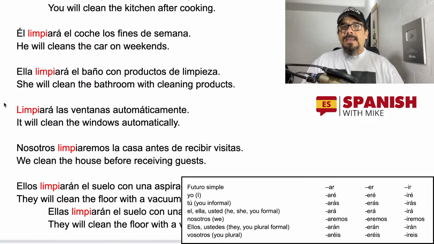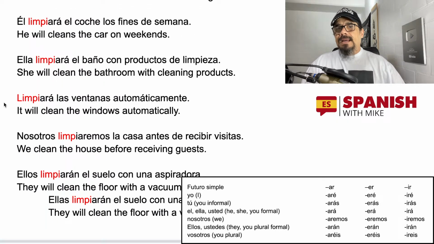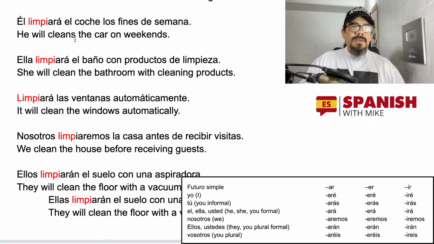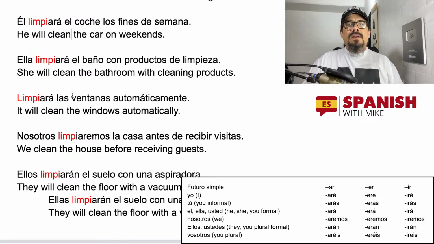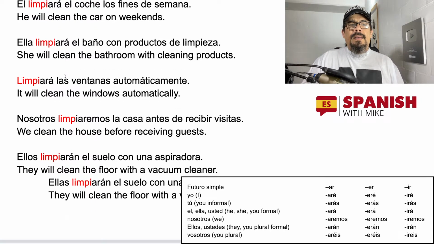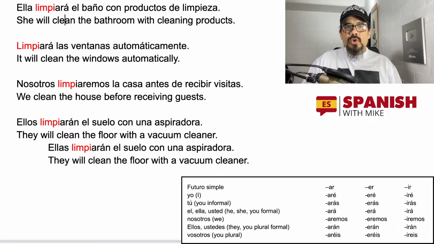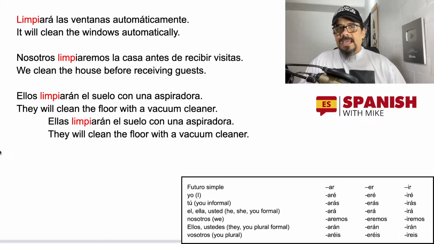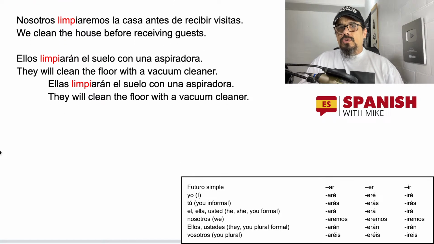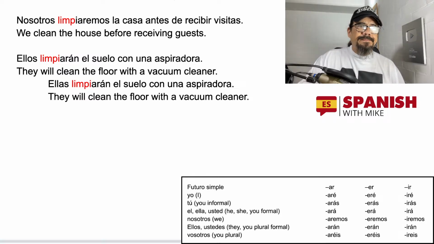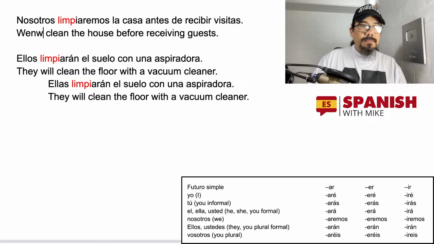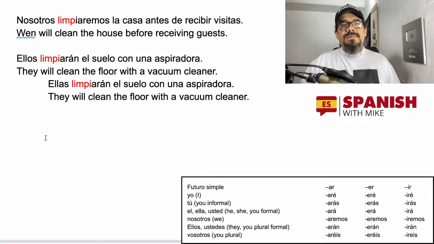Plural in Spain. Él limpiará el coche los fines de semana. He will clean the car on weekends. El coche, carro, auto, everything. Él limpiará el baño con productos de limpieza. She will clean the bathroom with cleaning products. Limpiará las ventanas automáticamente. It will clean the windows automatically. Nosotros limpiaremos la casa antes de recibir visitas. We will clean the house before receiving guests.